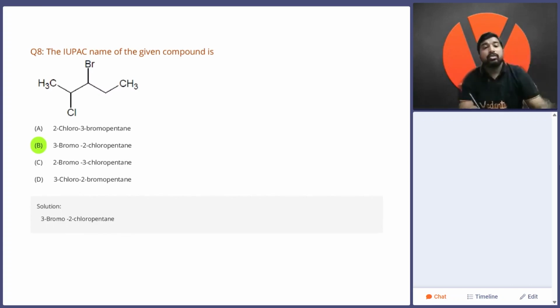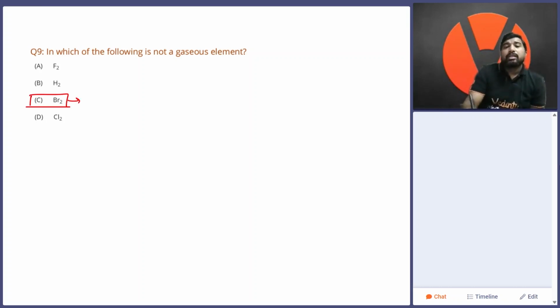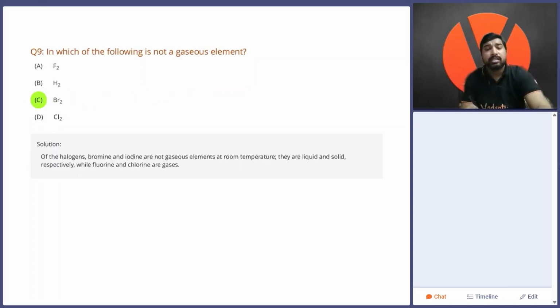Now we're gonna solve question number 9. Which of the following is not a gaseous element? So remember this thing, students: Br2 at room temperature is a liquid. So right answer should be C. Now we're going to cross check the answer. Yes, definitely C is the right answer. Now let's discuss question number 10.